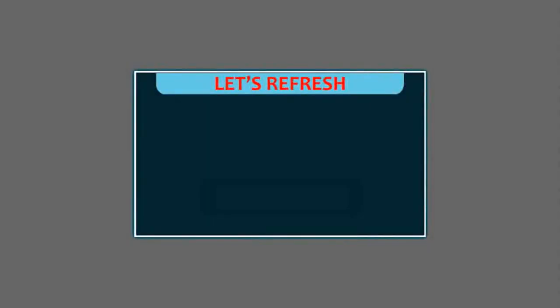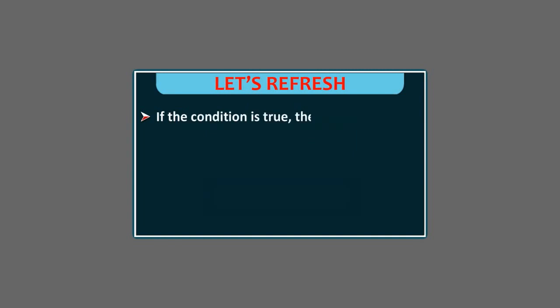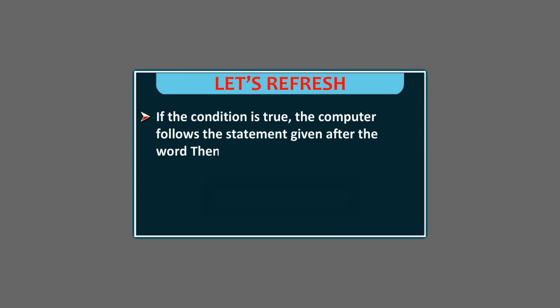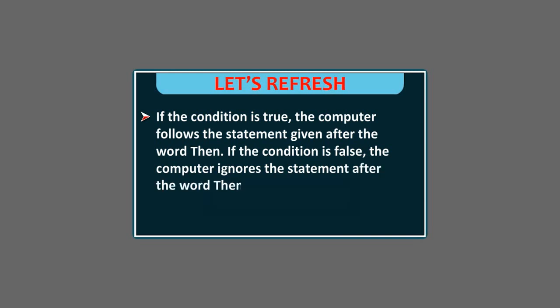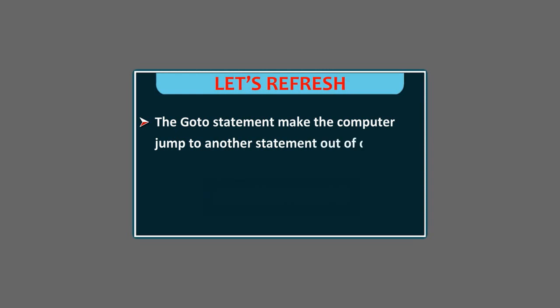Let's refresh. If-then-else is a conditional statement that executes a set of statements depending upon a condition. If the condition is true, the computer follows the statement given after the word then. If the condition is false, the computer ignores the statement after the word then and moves to the else part to execute the statement stated there. The Goto statement makes the computer jump to another statement out of order.